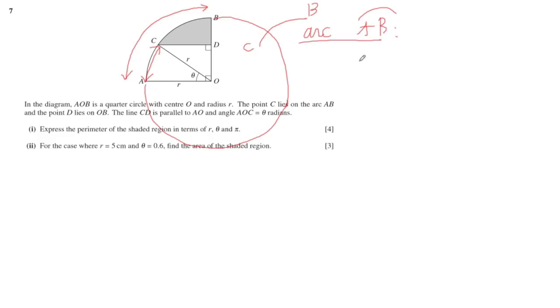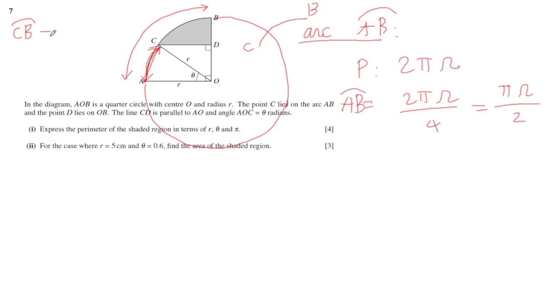Okay, so the perimeter of the circle is 2 pi r, and this one will be a quarter. It means the arc AB will be 2 pi r divided by 4. So here is the length of AB, pi R divided by 2. Okay, so now I calculate AC, because the arc length of CB will be equal to the arc length of AB minus AC. So I have AB in this one, and now calculate just AC.